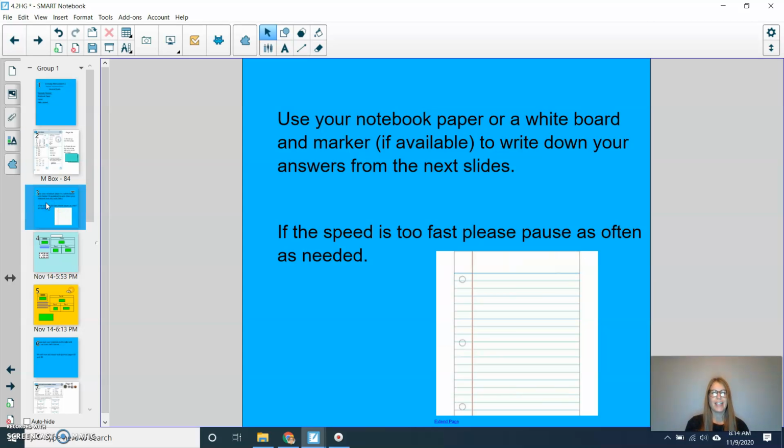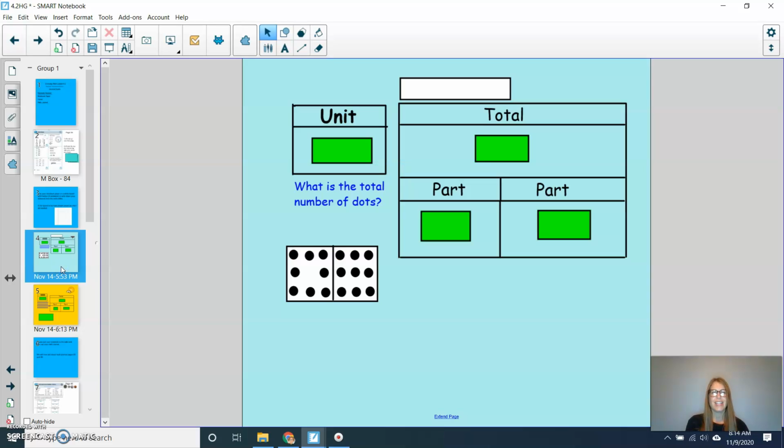The next 2 slides, if you can use either notebook paper or whiteboard and marker to follow along and work out the problems with me. If the speed is ever too fast, please pause as often as needed. In today's lesson, we are working on total part-part diagrams. So if it's helpful to write down a similar diagram, you can. Otherwise, you can write down the number model with me.